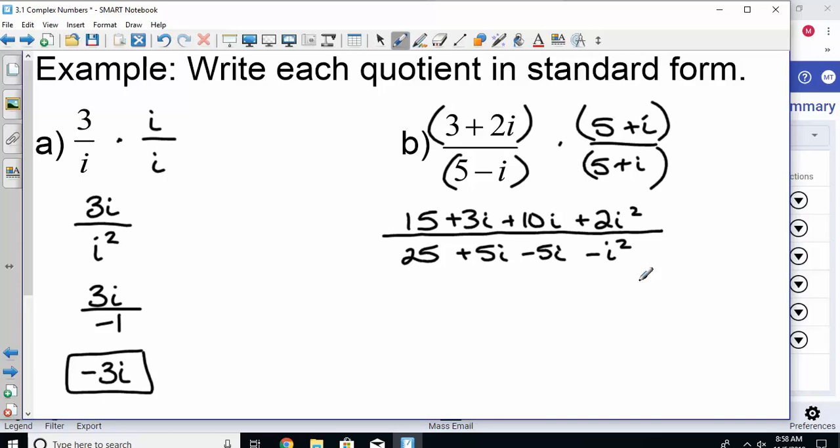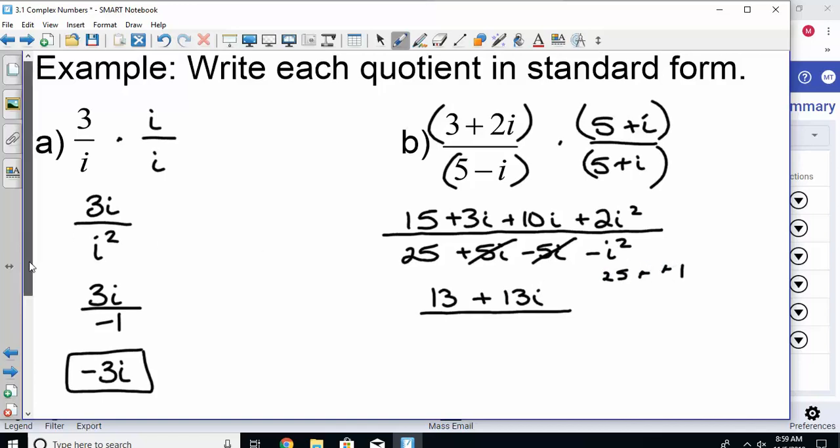All right, let's start cleaning this up. So this is kind of turned into one of the multiplication problems, like what we were doing yesterday. And we knew yesterday every time it turned into an i squared, we could simplify this. So 2i squared is -2 plus my 15. 3i plus 10i. Okay. On the bottom, the 5i and -5i cancel. So I have 25 minus i squared. It'd be like 25 minus -1, that's 26.